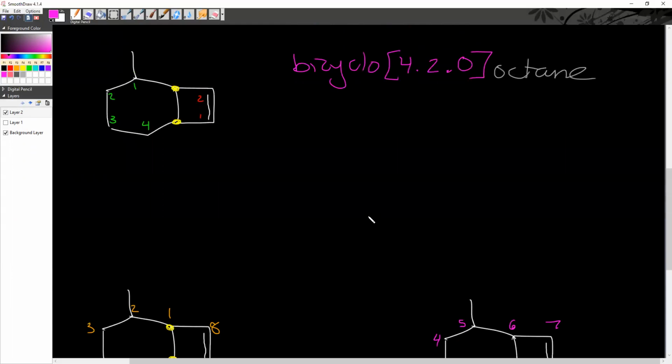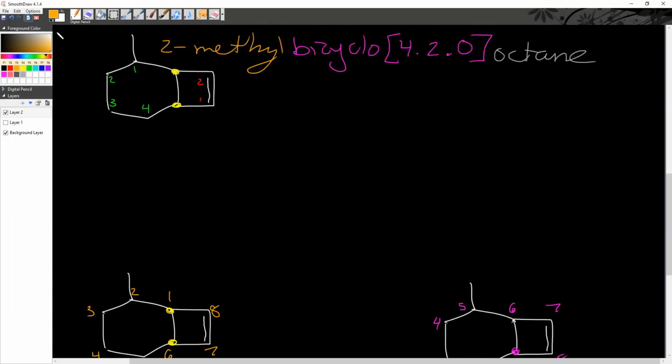So in this case, it would be 2-methyl. And then once again, because we're modifying this ending, it's not going to be ane anymore. It's going to be ene for an alkene. And we can say that it's 7-ene. Oct-7-ene.